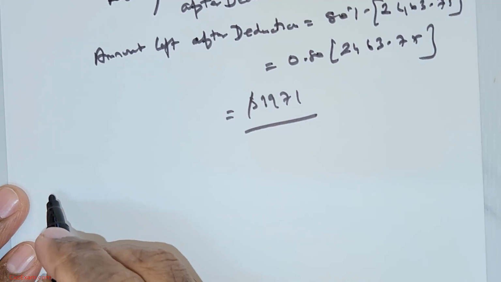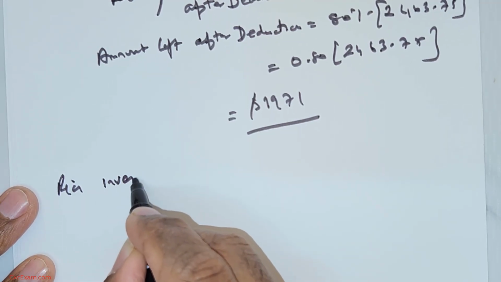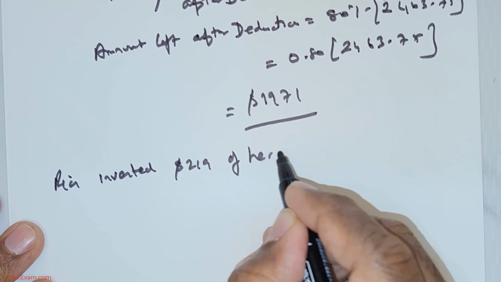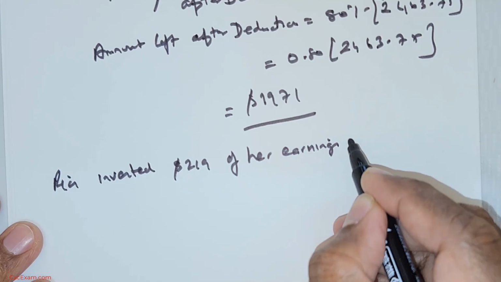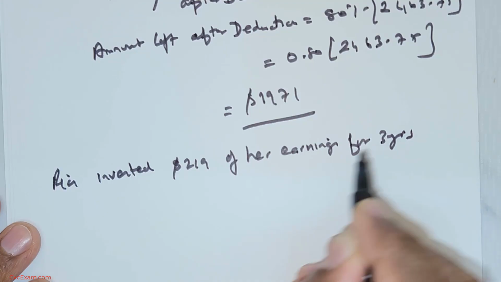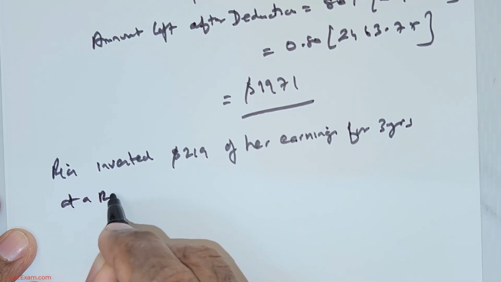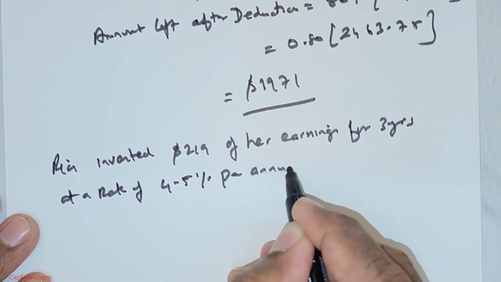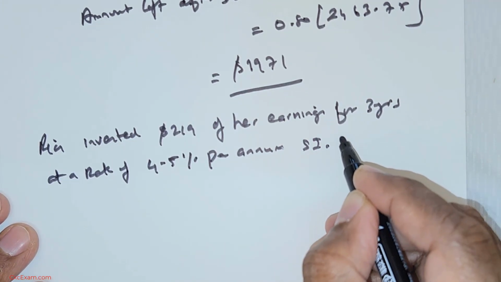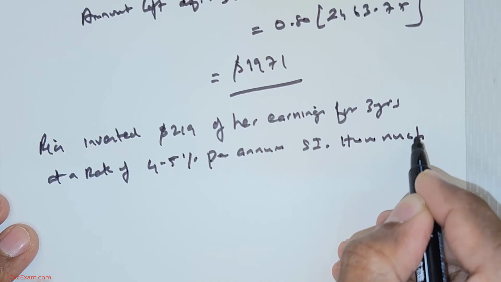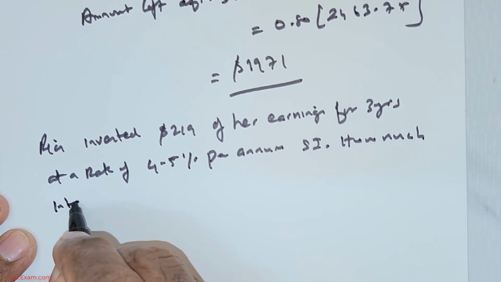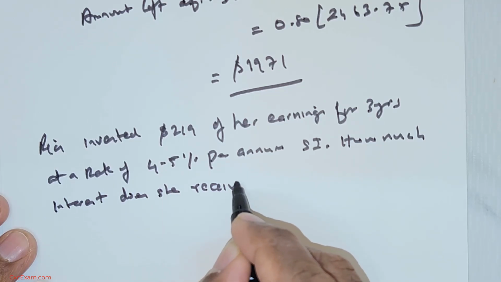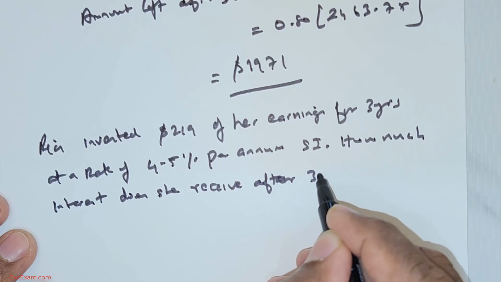Okay, this is the final part, which states that Ria invested $219 of her earnings for 3 years at a rate of 4.5% per annum and simple interest. The question wants you to find how much interest does she receive after 3 years.